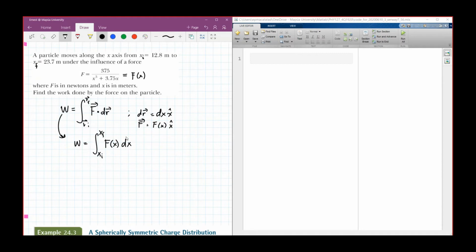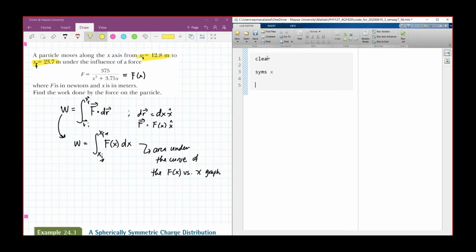So this is the area under the curve of the F versus x. The first thing that we need to do is the integration over these limits, and then we'll see the area under the curve. So let's do that. Let's clear the workspace first, and then define our variable. Our variable would be x, and then let's define the initial and final positions.